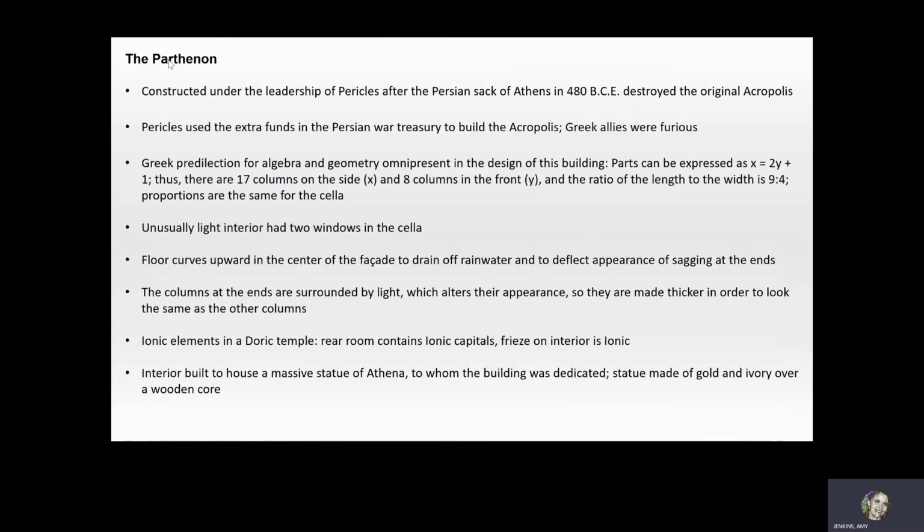The rear room contains Ionic capitals. There's a frieze on the interior, which is Ionic. The interior is built to house a massive statue of Athena, to whom the building was dedicated. The statue is made of gold and ivory over a wooden core.